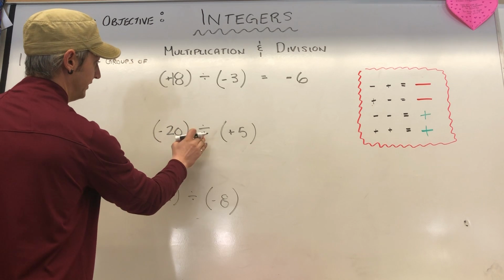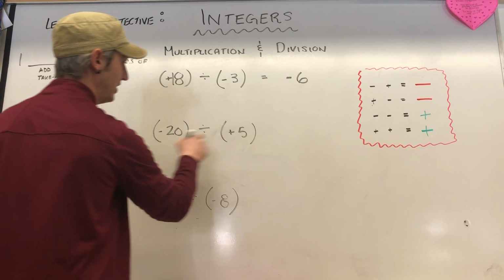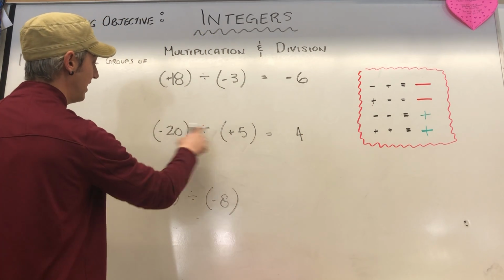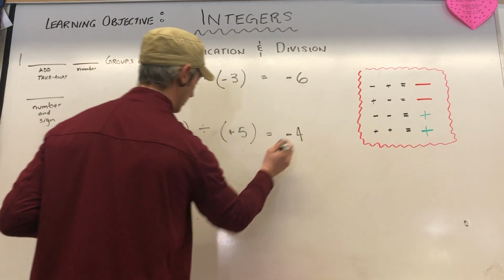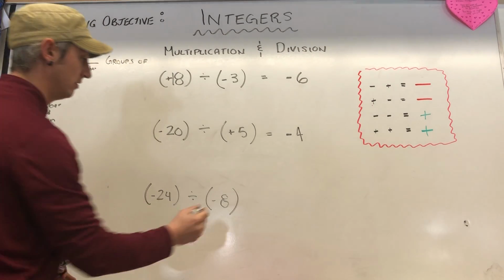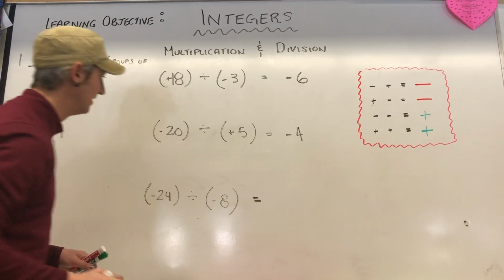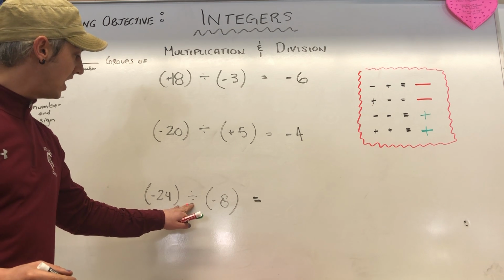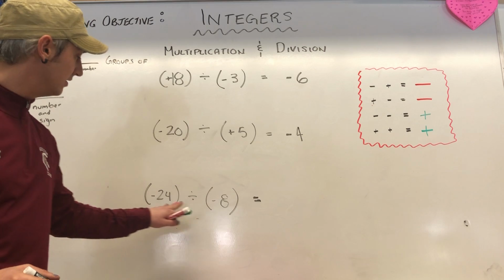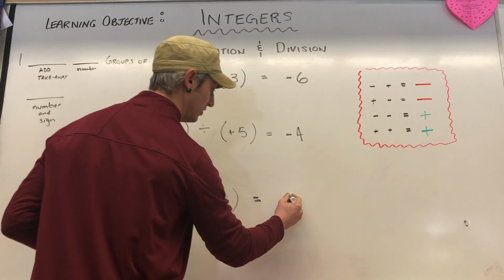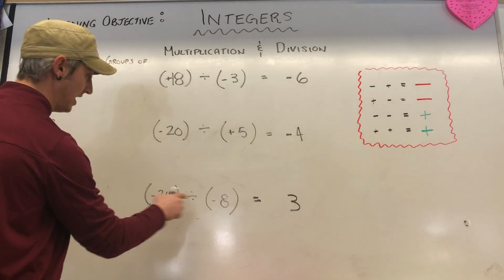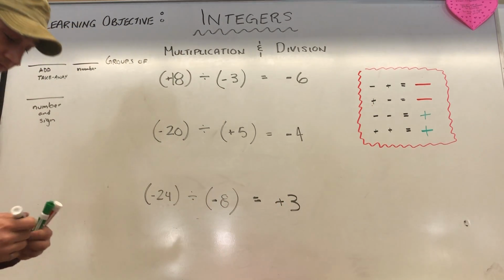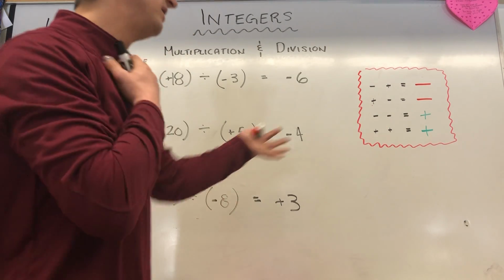Negative 20 divided by positive 5. Well, 20 divided by 5 I know is 4. And the signs are different, so it's going to be negative 4. Down here, ignoring the signs, I have negative 24, and I divide by negative 8. So 24 divided by 8 is 3. And the signs on these two numbers are the same, so it's going to be positive 3. That's division. That's using the secret.